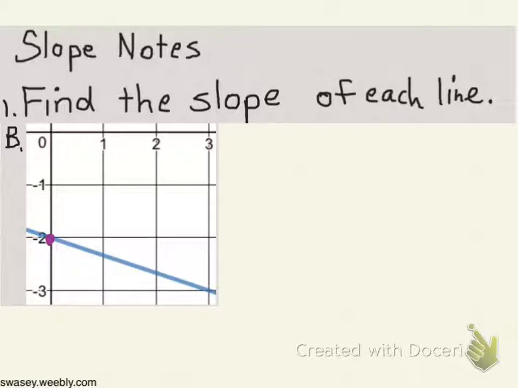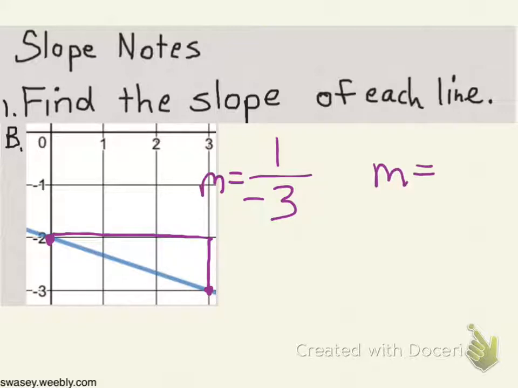Again, find 2 points on the line and do rise over run. If I start at 3, negative 3, we would go up 1, and then we would go to the left 1, 2, 3. Or you could start at 0, negative 2 and go down 1, which would be a negative 1, and then to the right 1, 2, 3. So it doesn't matter which point you go with, you still have the same slope.